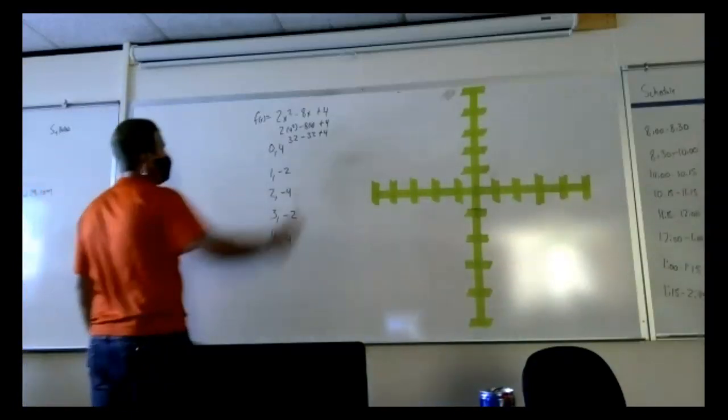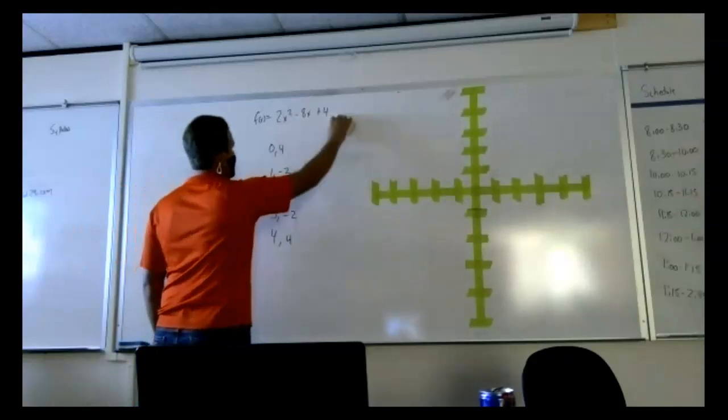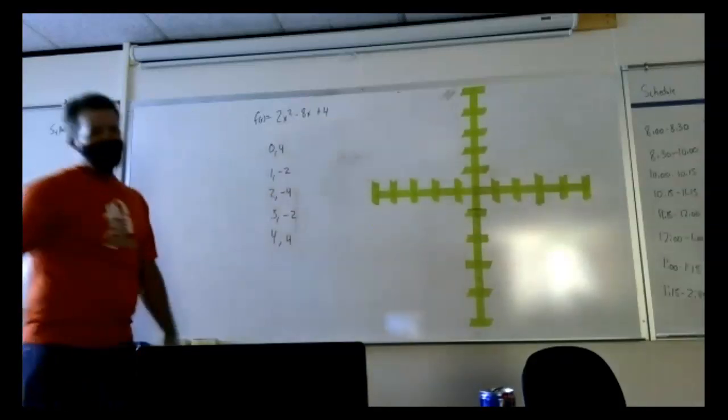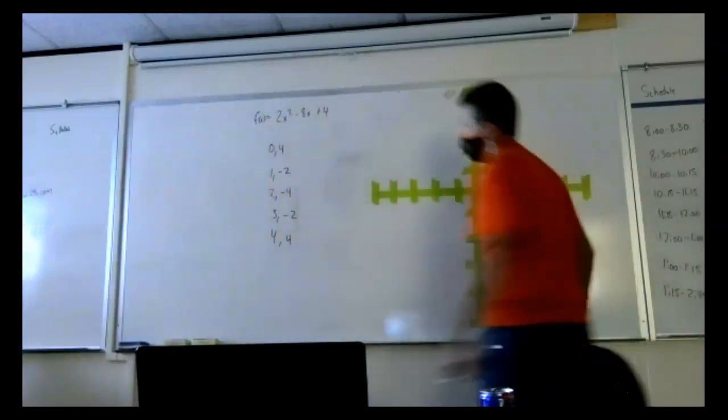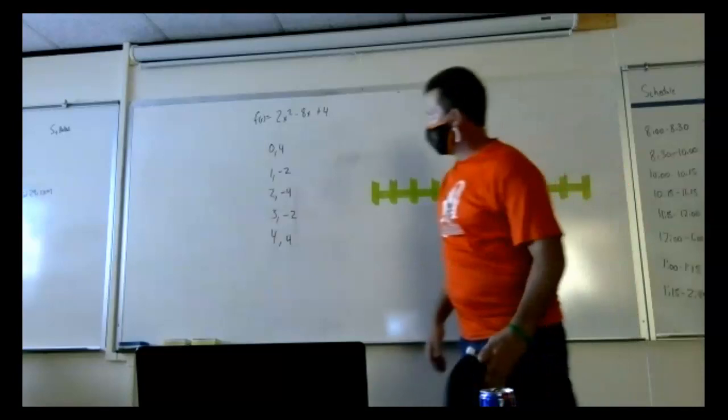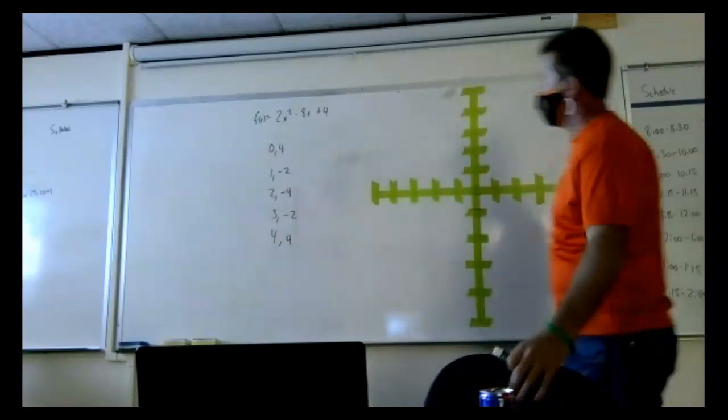So we have a table of ordered pairs. Our x values are on the left. Our y values are on the right. And you can see they're 0, 4, 1, negative 2, 2, negative 4, 3, negative 2.